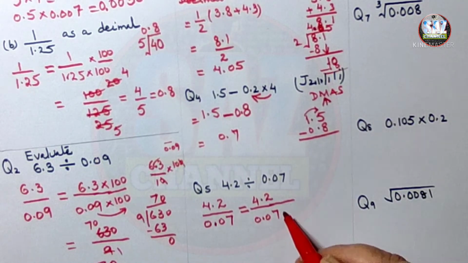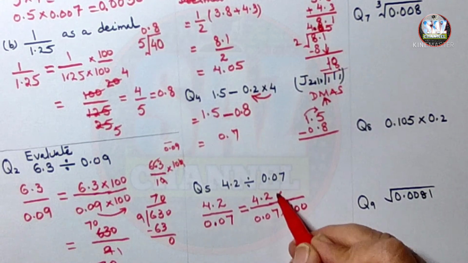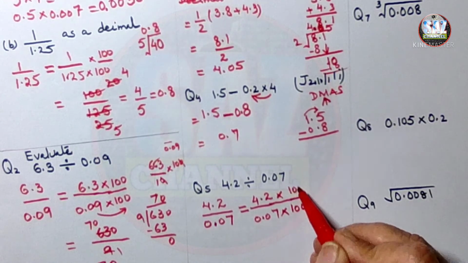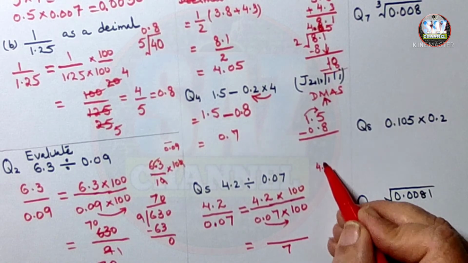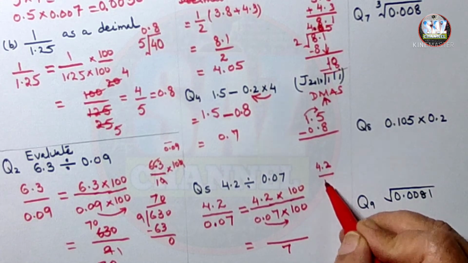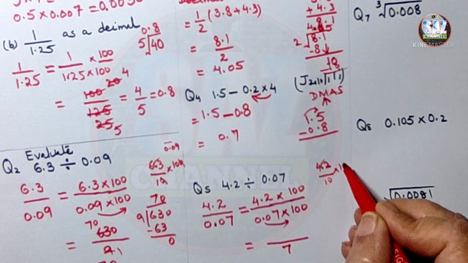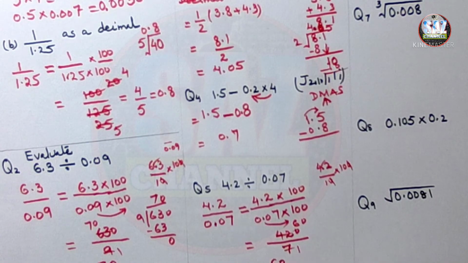When we are multiplying the denominator by 100, at the same time we have to multiply the numerator by 100. Now the denominator will become 7 only, and for 4.2 multiplied by 100, I have to move the decimal towards the right, but if you find it difficult that way, remove the decimal and multiply it. 0 goes with 0, and 420. Now the question has become really easy. 7 1s are 7, and 7 6s are 42, and 0 as it is. So my answer will be 60. Really easy questions.